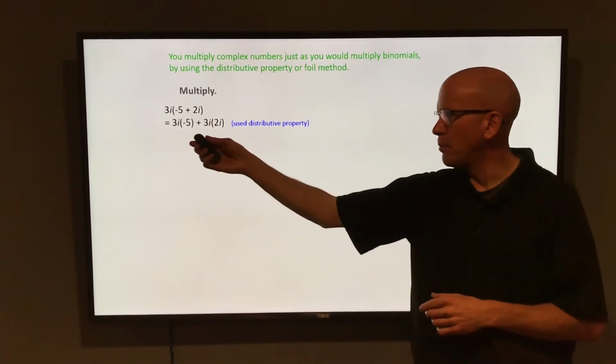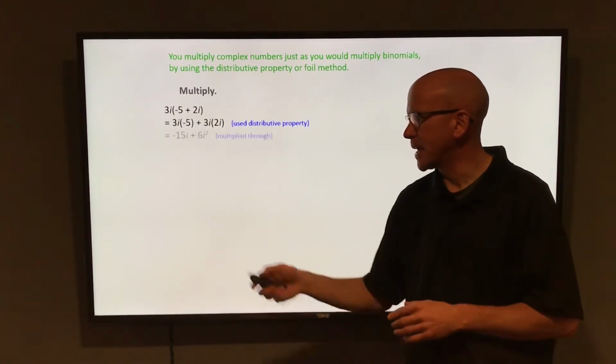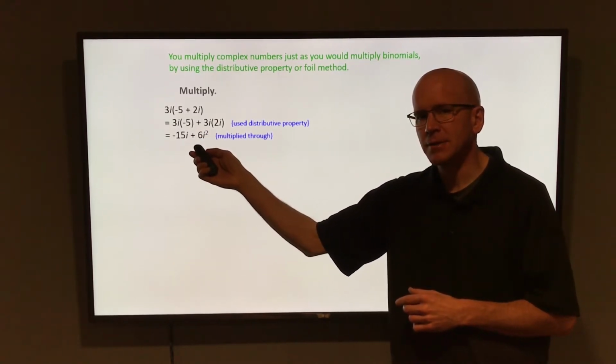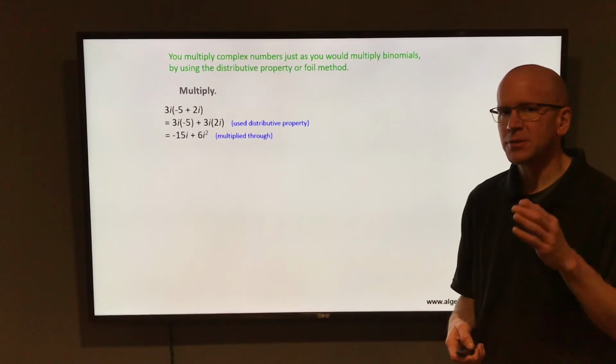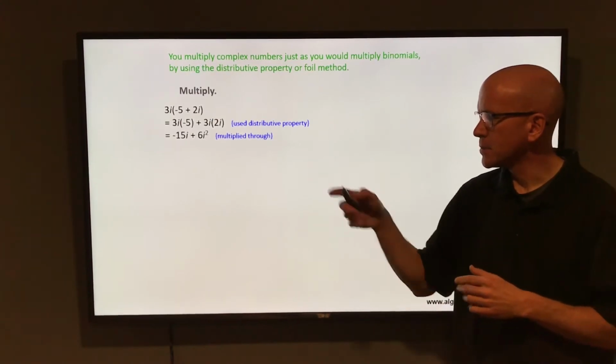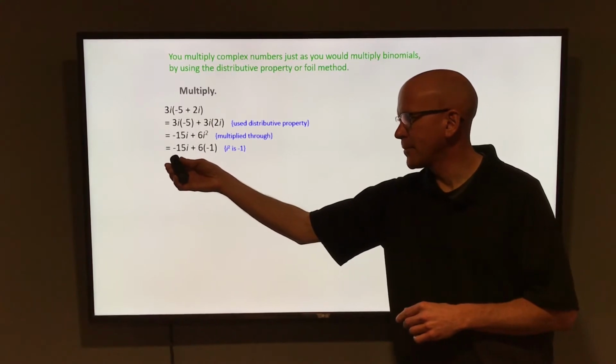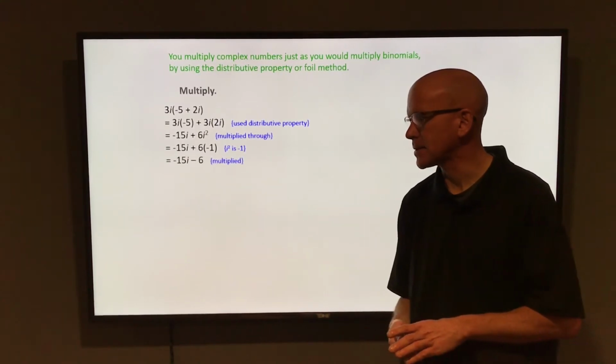Then go back through and multiply 3i by negative 5, that is negative 15i, and 3i times 2i, that is 6i squared. Remember, i squared is negative 1. So 6 times i squared is really 6 times negative 1. So negative 15i minus 6.